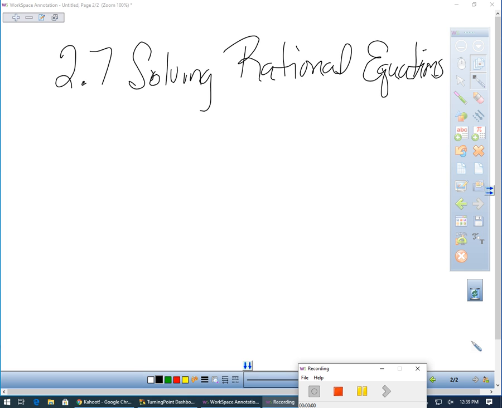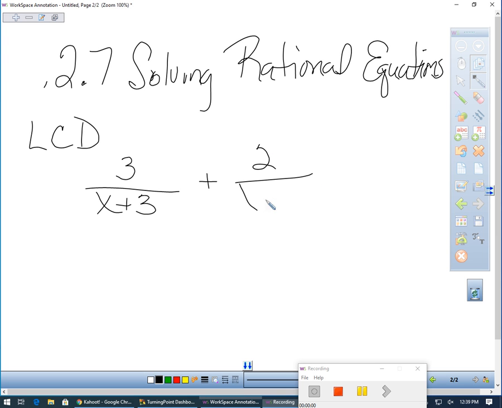So today, if we're doing rational equations, there's a couple things that we need to talk about. First, we've got to figure out how to find the least common denominator. Let's say I have 3 over x plus 3 plus 2 over x minus 1, just like if we were adding regular fractions together.